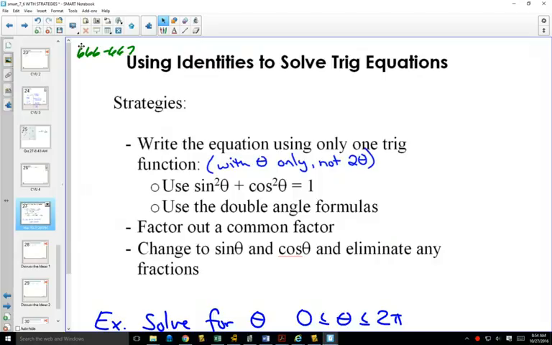Another strategy, if you can't see what to do with any of them, you can use a strategy similar to what we use in proofs, is change things to sine and cos, and then eliminate any fractions and see where you can go from there.